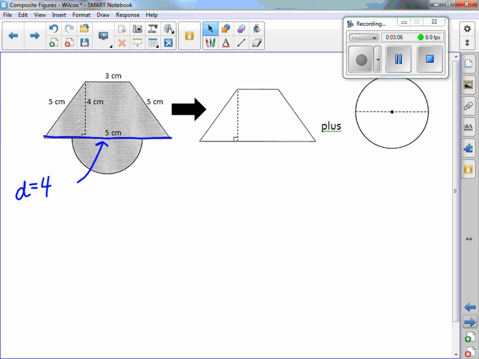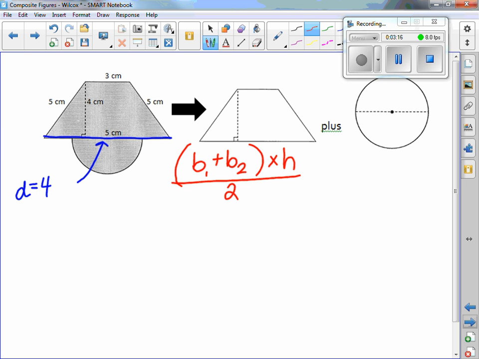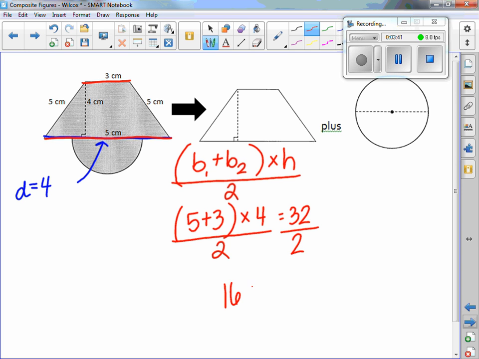So, the area of a trapezoid, its formula, base 1 plus base 2 times the height divided by 2. So let's go ahead and fill that in with our values. Our bases for our trapezoid are 5 and 3. So 5 plus 3 times the height of my trapezoid, which is 4, divided by 2. 5 plus 3 is 8. 8 times 4 is 32. So 32 divided by 2 is 16. So my trapezoid has an area of 16 squared centimeters.